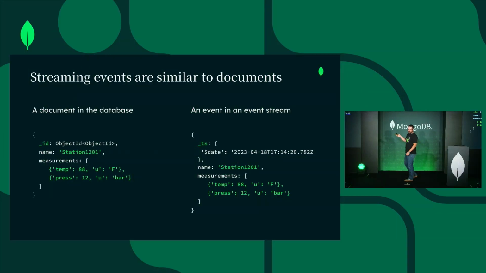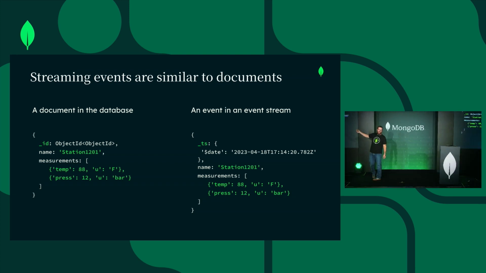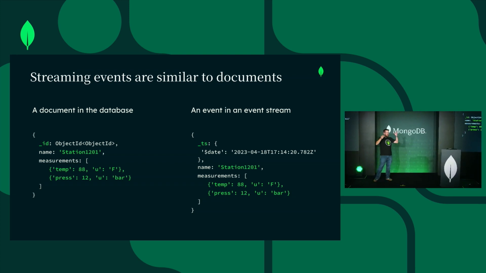Streaming data is really not that much different than, say, the documents that you're already used to working with inside the database. It has underscore ID. It's mutable, right? You can transform it. You can do stuff to it, whatever you might want to do. And then we've got an event. So you notice it doesn't have underscore ID.